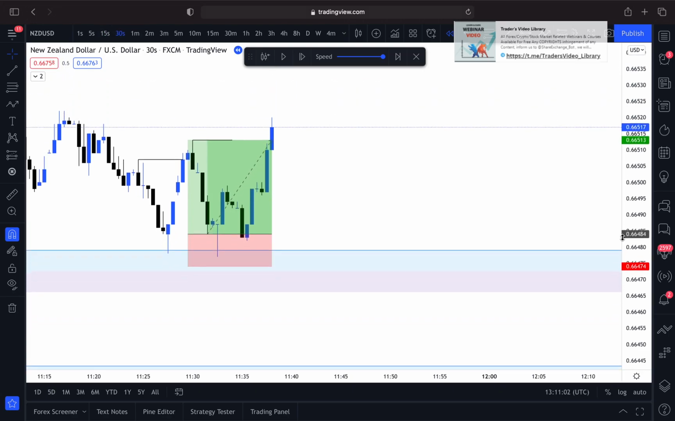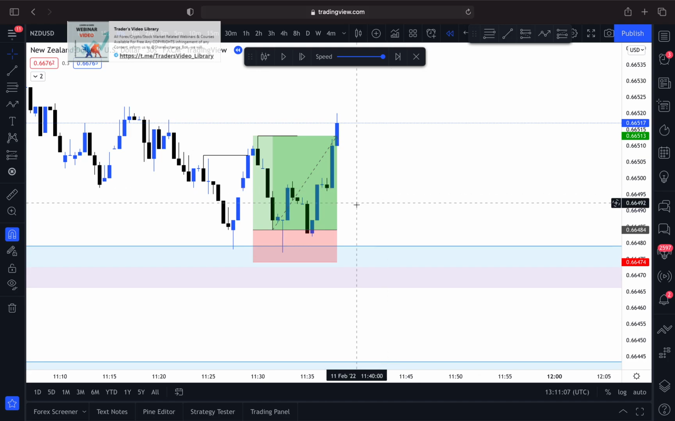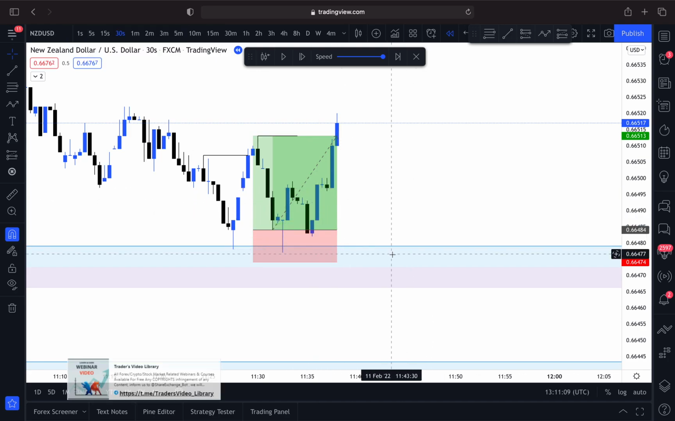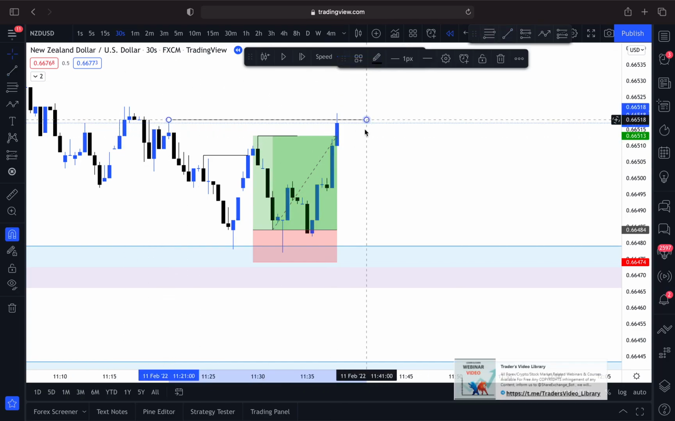Is there any reason for price to come back? Does that break there? No, it doesn't. So technically price can come back to this OB at this point. Oh no, it can't actually, sorry, because our 30-second break is here. Let's mark out our 30-second high.